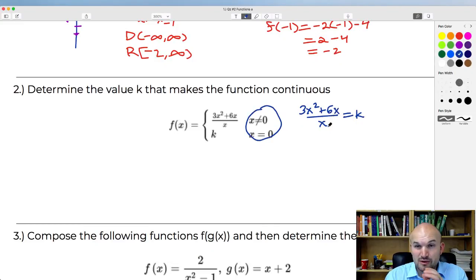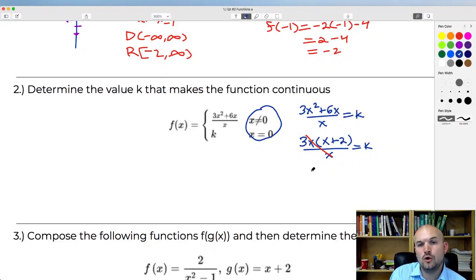So what we're going to do is we're going to want to plug in 0 for x. But the problem is we can't do that because when we plug in 0 in for x, that's going to make the denominator equal to 0. So what I'm going to do is I'm going to want to simplify this rational expression. And by doing that, I get 3x over x plus 2 all over x equals k. And then you can see here the x's divide out to 1. So what that's telling me is at x equals 0, there is a hole.